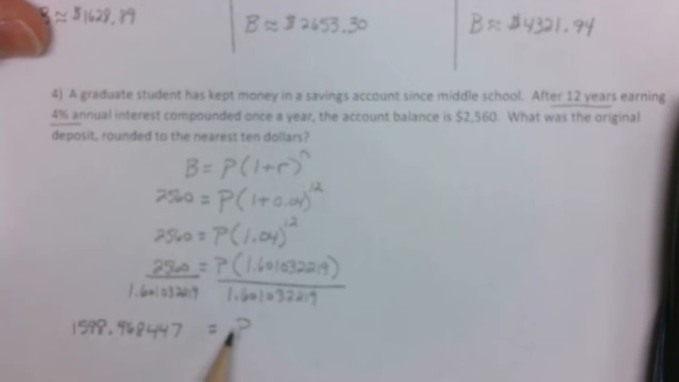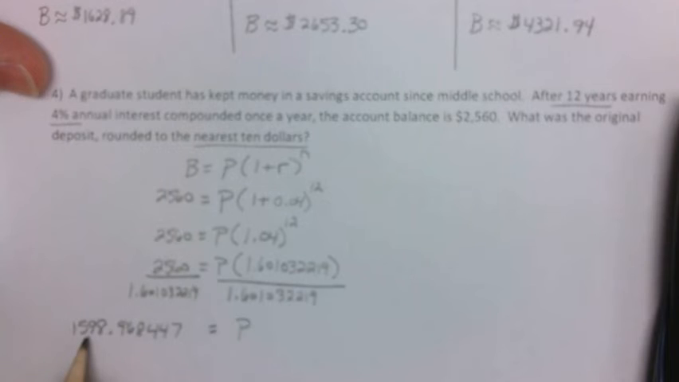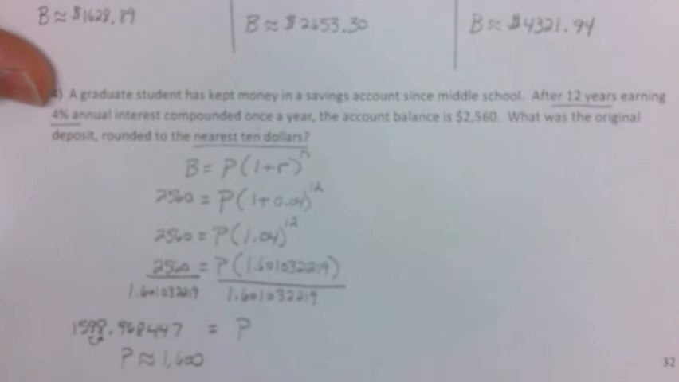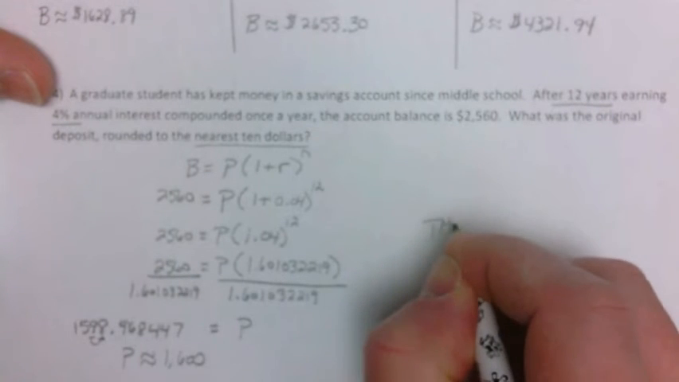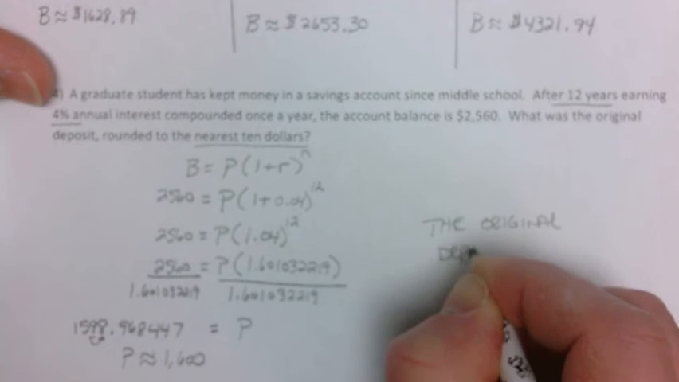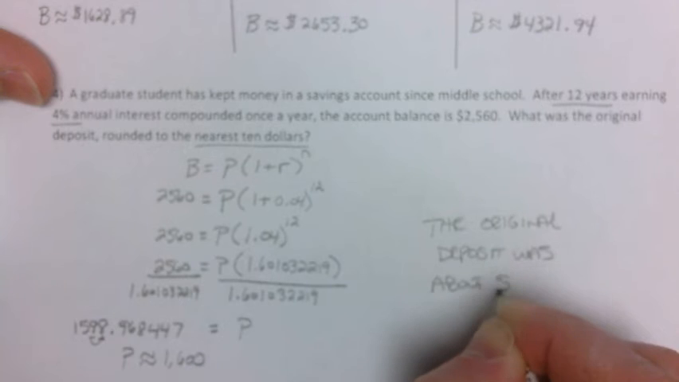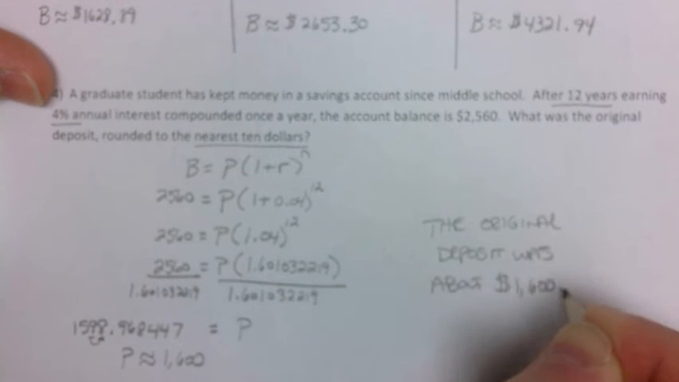Okay, now I need to take this number and round it to the nearest $10. Okay, so it looks like right here that I have $1,590, but that 8 right there is going to round us up. So P is going to be approximately 1,600, which means the original deposit was about $1,600.